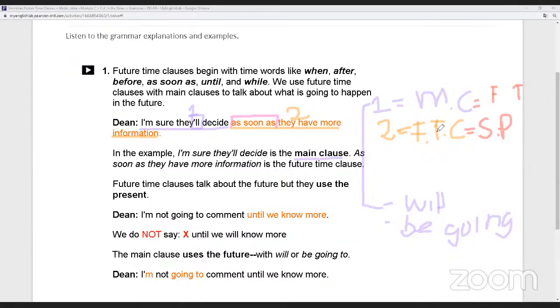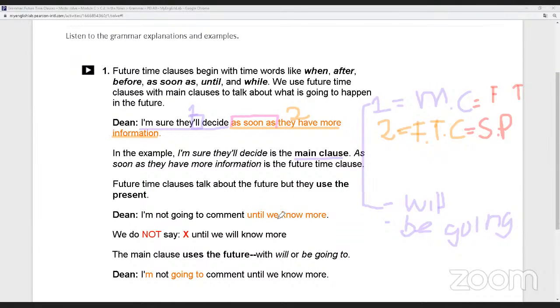Be going, right? So in the main clause, we're going to use the structure of the future tense, and in the future time clause, we're going to use the structure of the simple present. I'm sure they will decide as soon as they have more information. So future time clauses talk about the future, but they use the present. That's what I told you. They have this simple present.